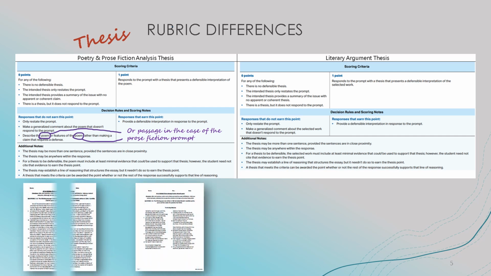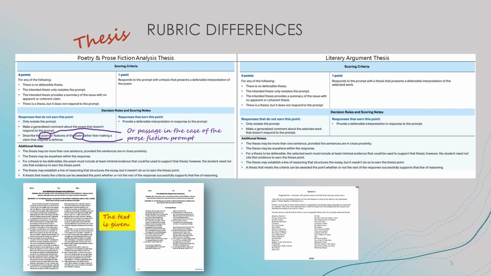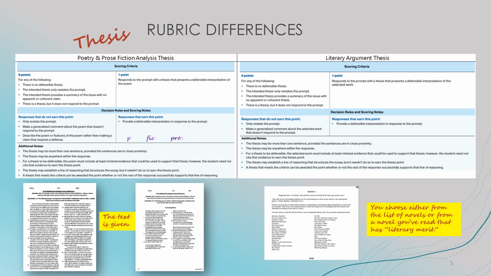The best part for the poetry and prose essays is the fact that the text is given to you. You don't have to refer to another text. Now, to the right is the thesis rubric for literary argument. This is the question where you can choose from the novel list given or use any novel you have read, as long as it is considered of literary merit. I discussed the meaning of literary merit in my literary argument video.